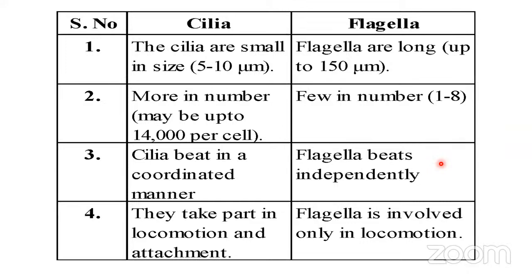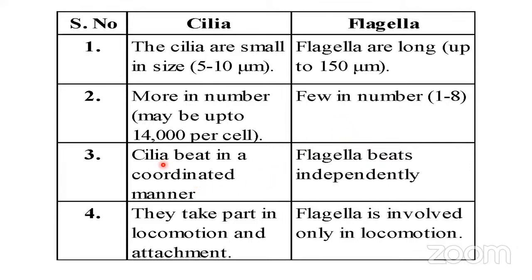However, there are some differences between the cilia and flagella. As I mentioned, cilia are small in size, 5 to 10 microns, while flagella are long, up to 150 microns. As I also mentioned, cilia are more in number, up to 14,000 per cell, while flagella are few in number, ranging from 1 to 8. So a bacterial cell may have very few flagella, ranging from 1 to 8 in number.